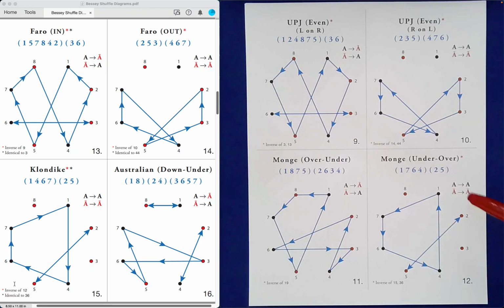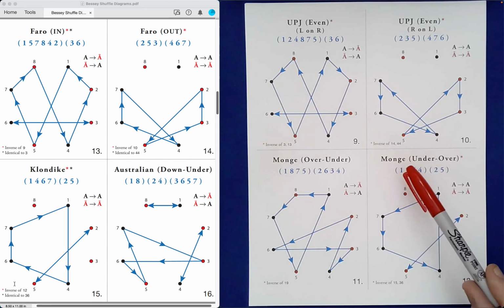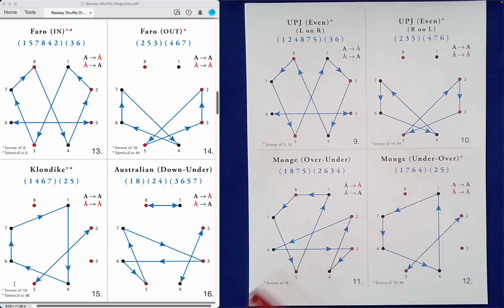So what this will mean then, if you perform the Klondike and follow that with the Mange under-over, it will reset the packet to its original order. Or if you originally Mange shuffle the packet of the under-over variety and follow that up with the Klondike, you will also return the packet to its original order. And we can see that they're inverses by the fact that the diagrams for the Klondike and for the Mange under-over are identical, except for the fact that the arrows have been reversed.